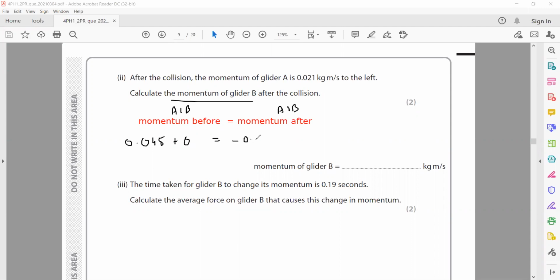0.021 for A, and the momentum of B after collision. So this will move the other side. So it will be 0.045 plus 0.021. We'll get the momentum of B, which is 0.066.